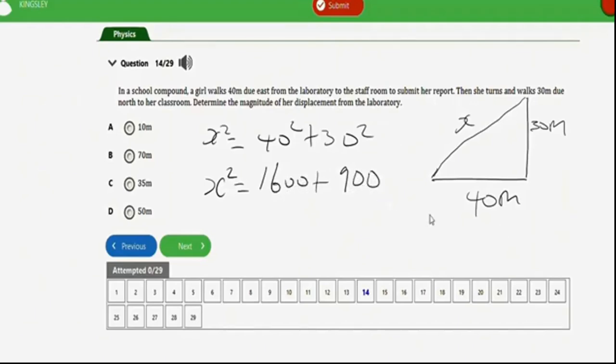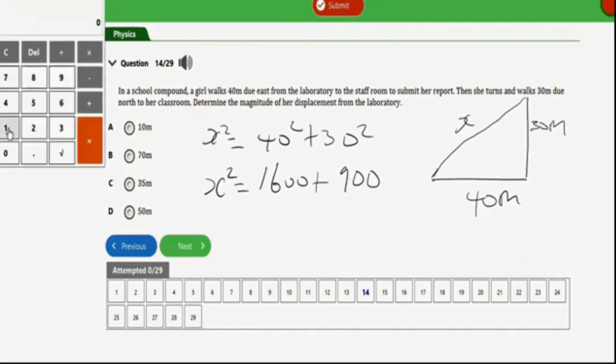Alright, so at this juncture, let's punch this on the calculator. 1600 plus 900, so we have 2500. Alright, so let's write this down.